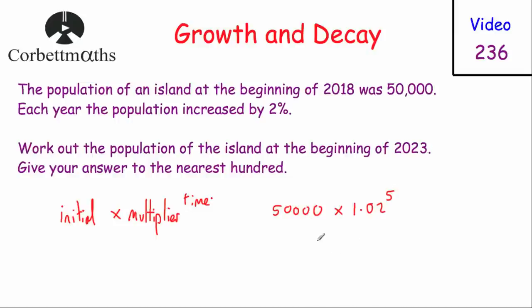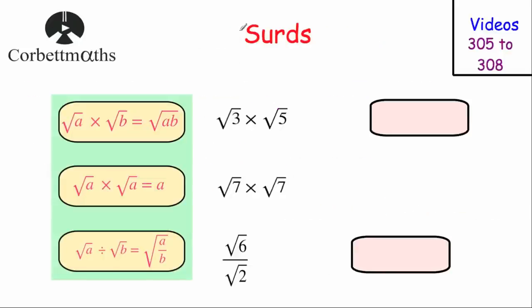And when we do that, we get an answer of 55,204.04, and so on. Now, in the question, it said give our answer to the nearest 100. So to the nearest 100, our answer would be 55,200. And that's it. And this compound interest formula can be really useful whenever you're dealing with situations that involve growth, so whenever things are getting bigger, such as this, an increase of 2% each year, or decay, so that might be whenever things are getting smaller, so whenever your multiplier will be a 0.something number, and that's it. Okay, let's have a look at our next topic.